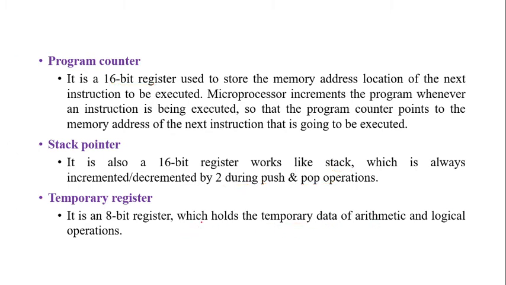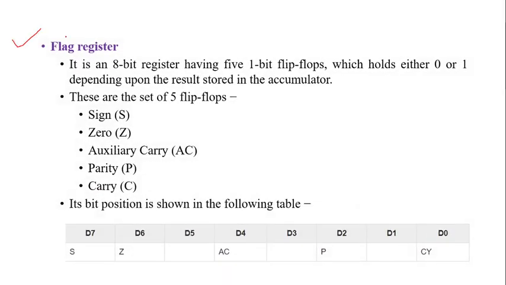Now temporary registers. It is an 8-bit register which holds temporary data of the arithmetic and logical operations. And next one, that is the flag register. The flag register is an 8-bit register having 1-bit flip-flops, which hold either 0 or 1 depending upon the results stored in the accumulator. Now there are five flip-flops: first one, the sign; second one, the zero; third one, the auxiliary carry; fourth one, the parity; and fifth one, the carry.